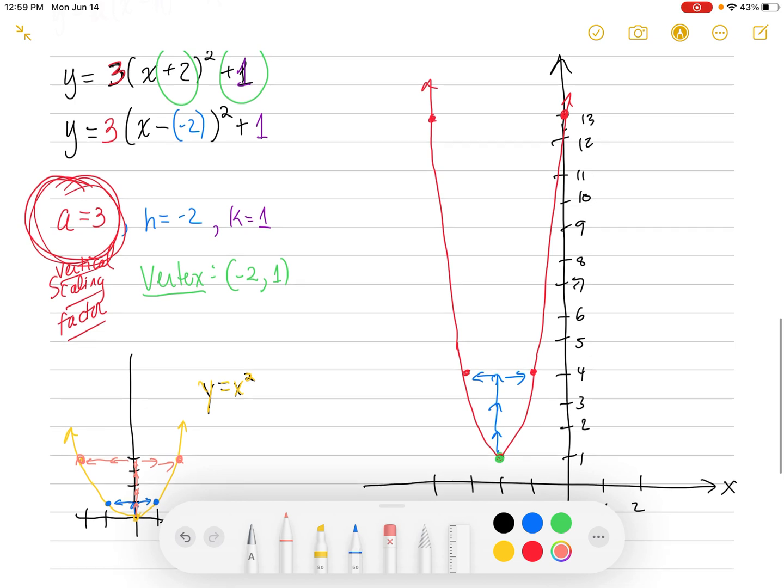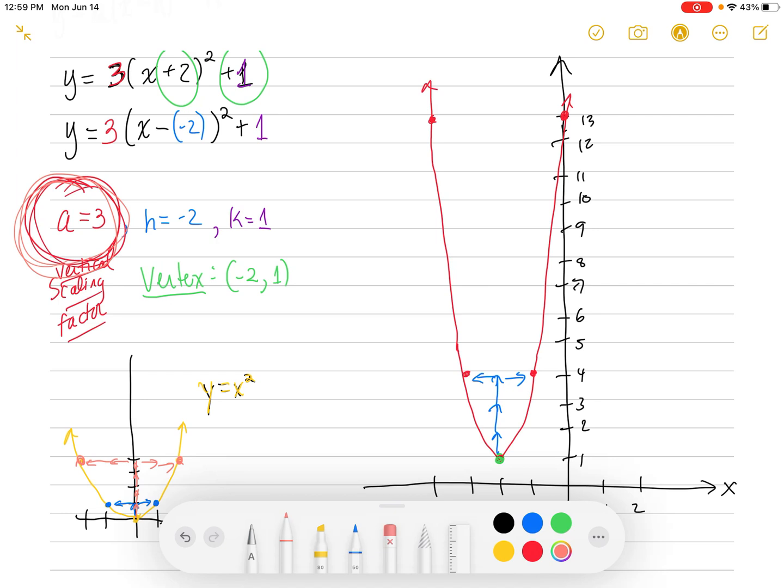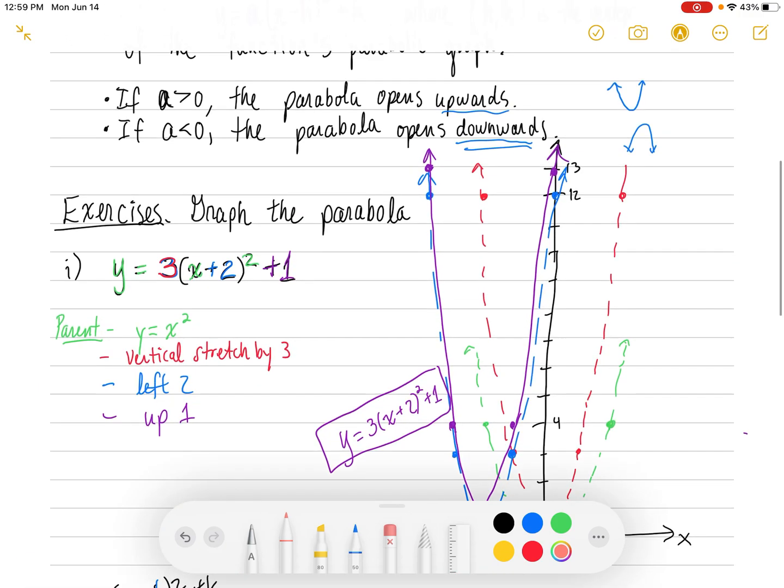So what we've done in our graph, rather than going up 4 and right 2 and up 4 and left 2, we've gone up 12 and right 2 and up 12 and left 2 because our scaling factor is 3. So we have to multiply the 4 by 3. Rather than going up 4, we go up 12 because 4 times 3 is 12. So we go 1, 2, 3, 4, 5, 6, 7, 8, 9, 10, 11, 12. And then we go right 2, and then we go left 2. And that's how we got those points there.